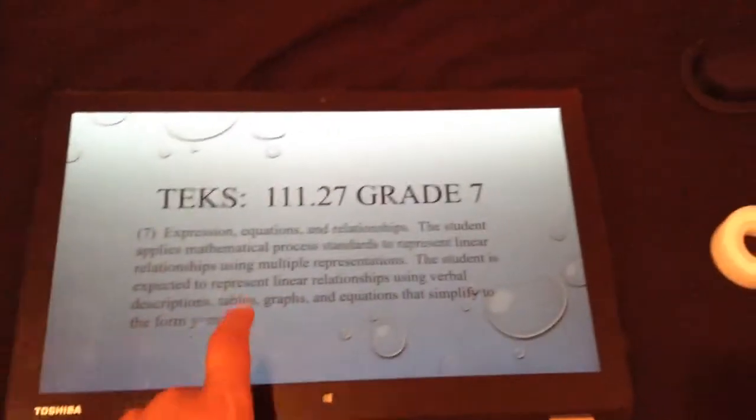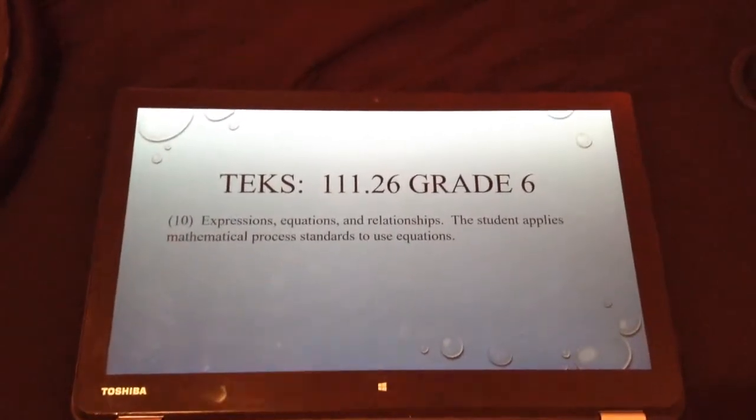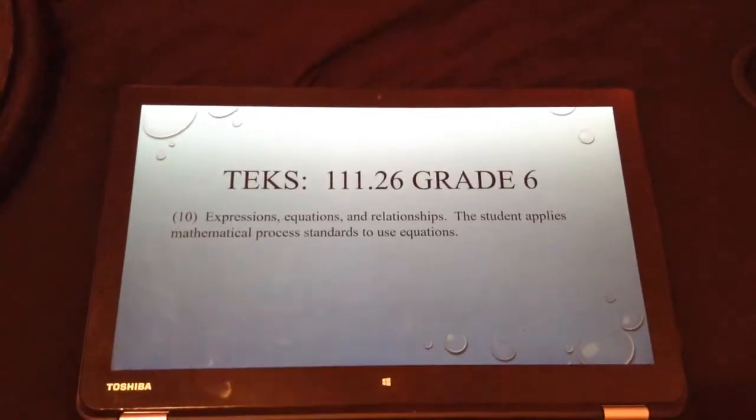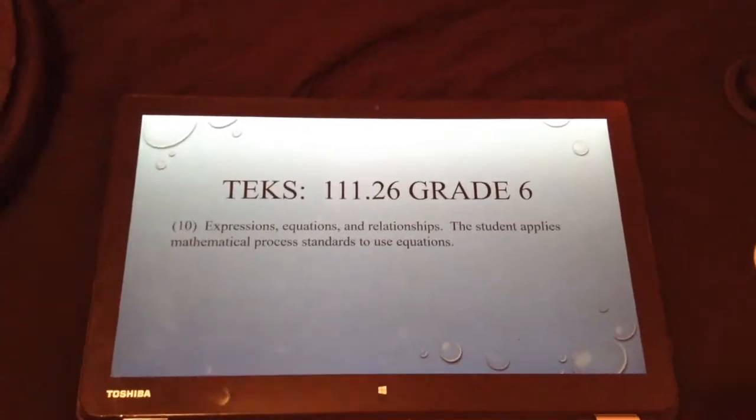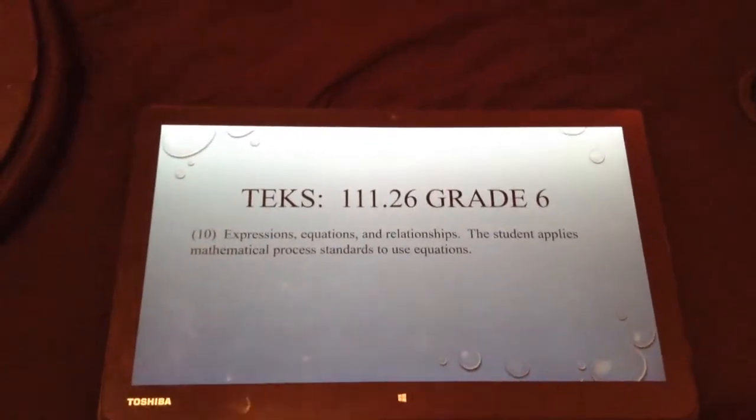Okay, to relate to last year's learnings in 6th grade, TEKS 111.26, grade 6 for this objective states, expressions, equations, and relationships. The student applies mathematical process standards to use equations.